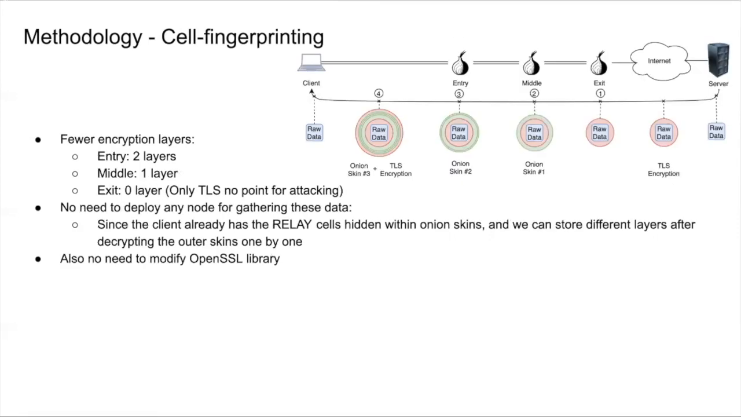And as already mentioned, in the self-fingerprinting scenario, the entry node is exposed to just 2 layers of encryption and the middle node just 1 layer of encryption. And also for the exit node, there is no point in doing the fingerprinting attack because he or she already knows the target server address. Also, in this self-fingerprinting attack, there is no need to deploy any node because we can have all the necessary data inside the client itself. So we can gather the dataset by just capturing the data between the client and the entry node. And also there is no need to change the OpenSSL library, obviously.